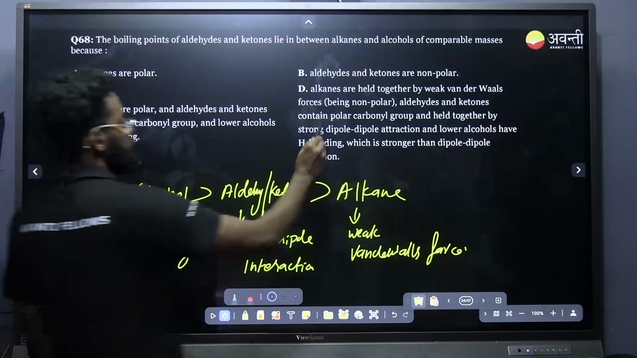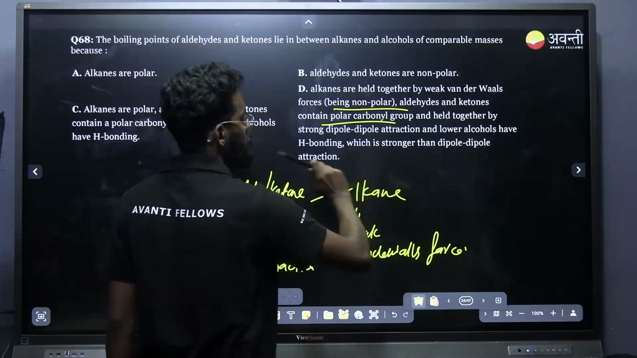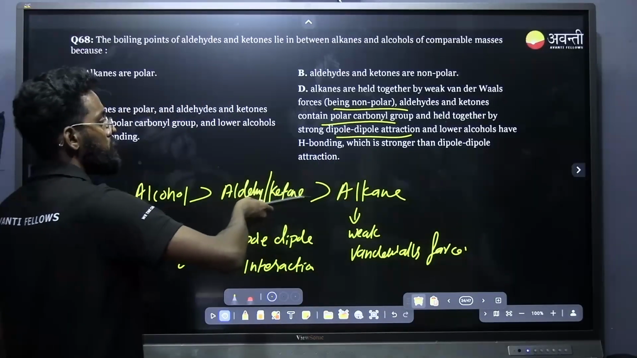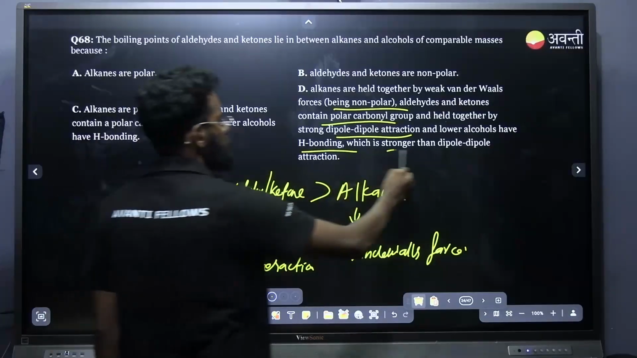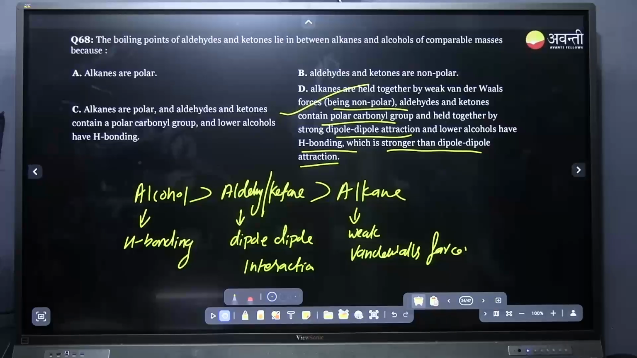Alkanes are held together by weak van der Waals force, and being non-polar, aldehydes and ketones contain polar carbonyl groups held together by strong dipole interaction, and lower alcohols have hydrogen bonding which is stronger than dipole. Yeah, option D is the correct one. Yes, I hope all of you got this correct one.